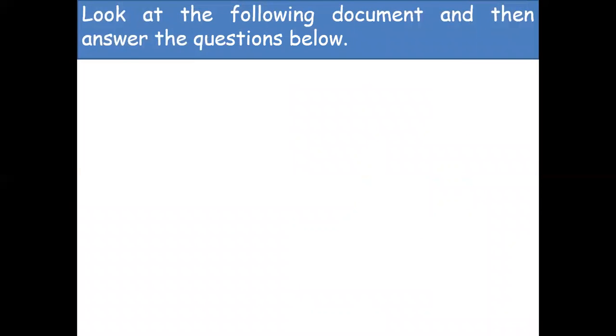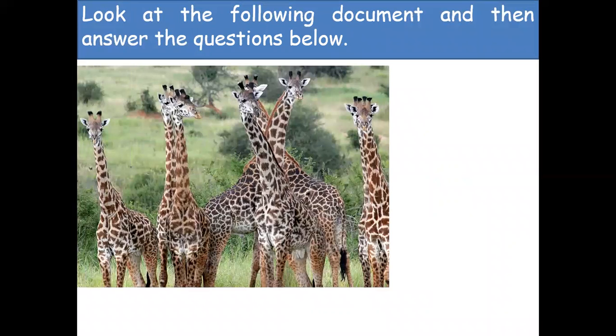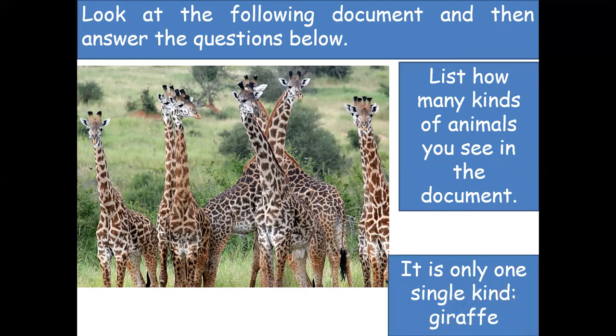Now, we are going to look at the following document and then answer the questions below. Look at this document, okay? Now, list how many kinds of animals you see in the document. In this document that you have over here, how many kinds of animals do you see? That's true. It's only one single kind, which is the giraffe. So in this document, we see only one single kind, which is the giraffe.